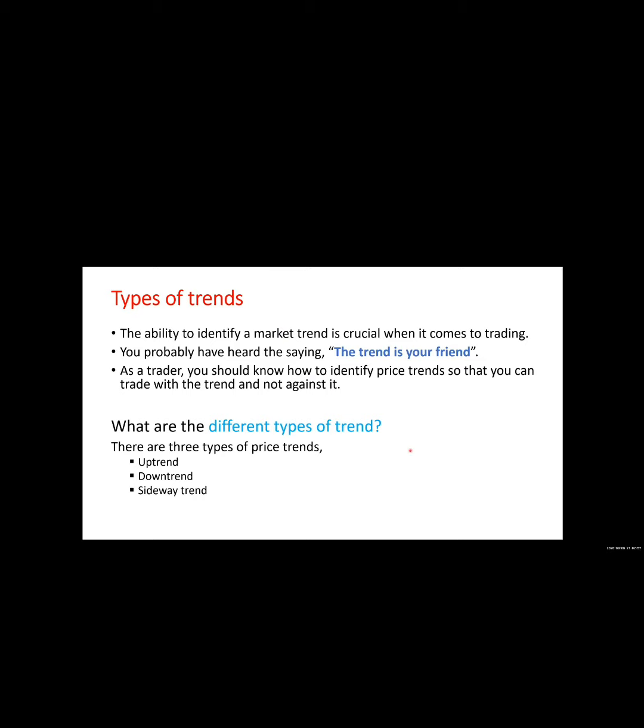The primary trend is bearish, so the most profit is available on the downside, not on the upside. That's something you would have been able to identify if you know how to read a stock chart and how to read price trends. As a trader, you should know how to identify price trends so that you can trade with the trend and not against it. So what are the different types of trends? There are 3 types of price trends: an uptrend, a downtrend, and a sideways trend. There are only 3 types. Now let's break these down in the next couple of slides.